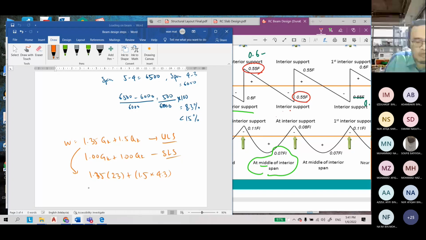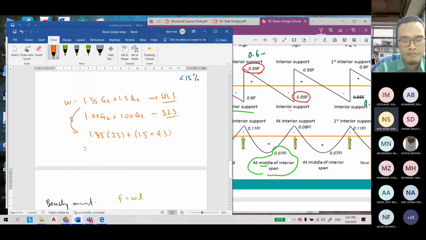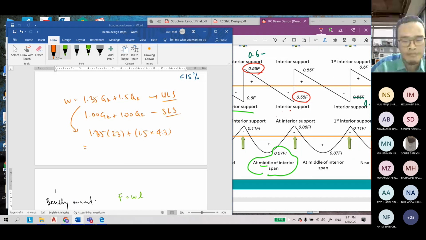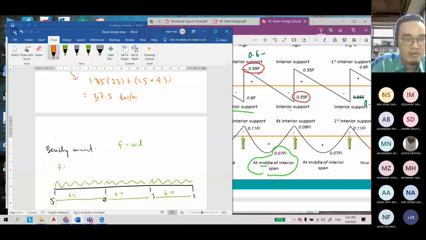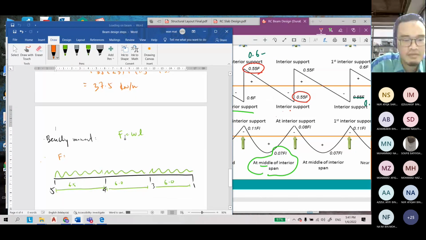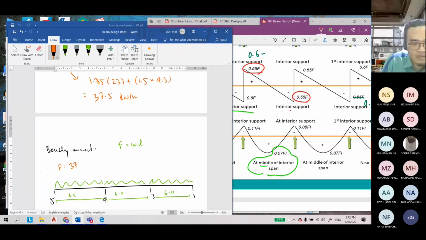So what is our value of W? 37.5 kilonewton per meter. Okay, thank you. I hope you are still here to hear this. This is a very, very important class, the tips are very important. So W is 37.5, times 6.5. What is the F for span number 1?